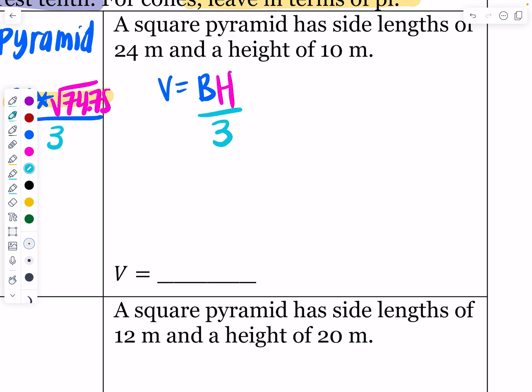A square pyramid, so that's going to be important. They tell you that for a reason. Has side lengths of 24. If it's a square, it's going to be a 24 by 24, and it has a height of 10. So if you can jump straight to the formula, fabulous.